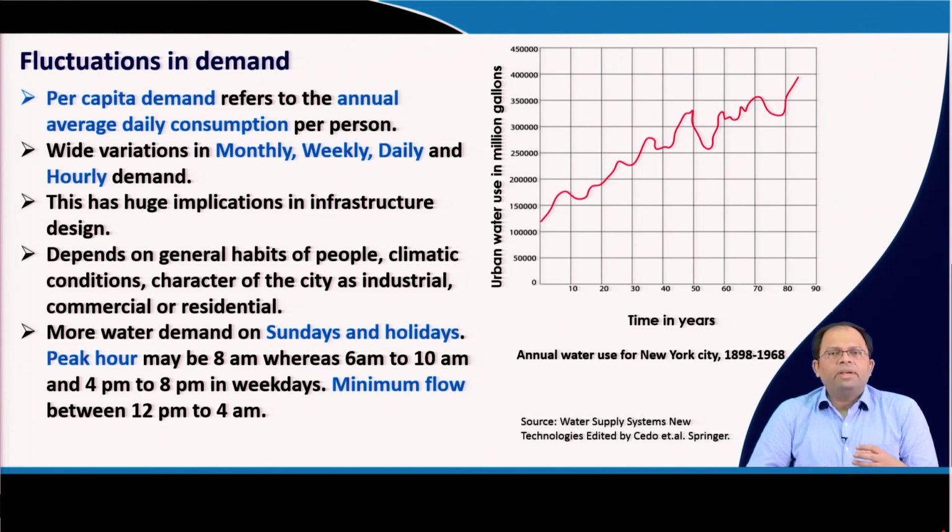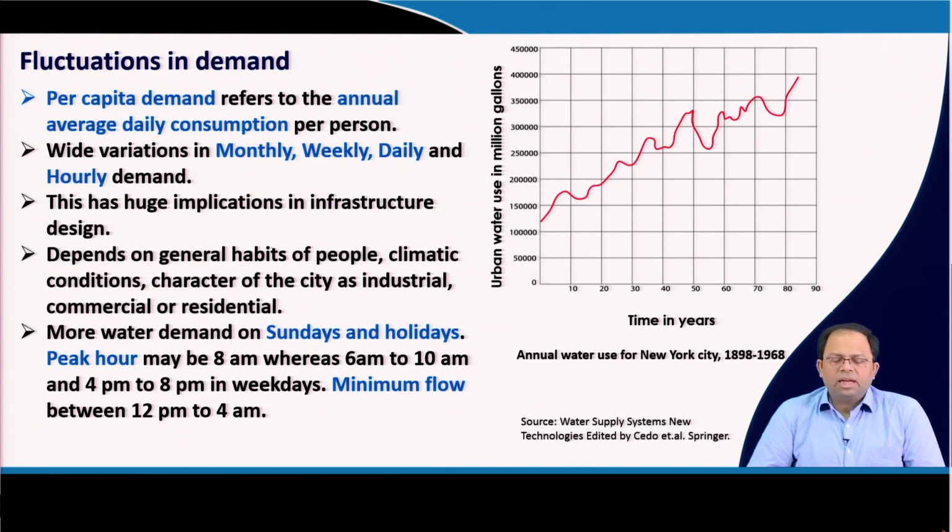But at the end of the day, we have to bring it down to per day, and this value per day varies by a huge margin. So, when we design our infrastructure, when we design our pumps, when we decide on how long to operate our pumps, we need to have the exact values of the demand for that particular day. That is why we need to understand the fluctuations in water demand for an urban area. This has huge implications not only in infrastructure design, but also in the operation and maintenance of the infrastructure.